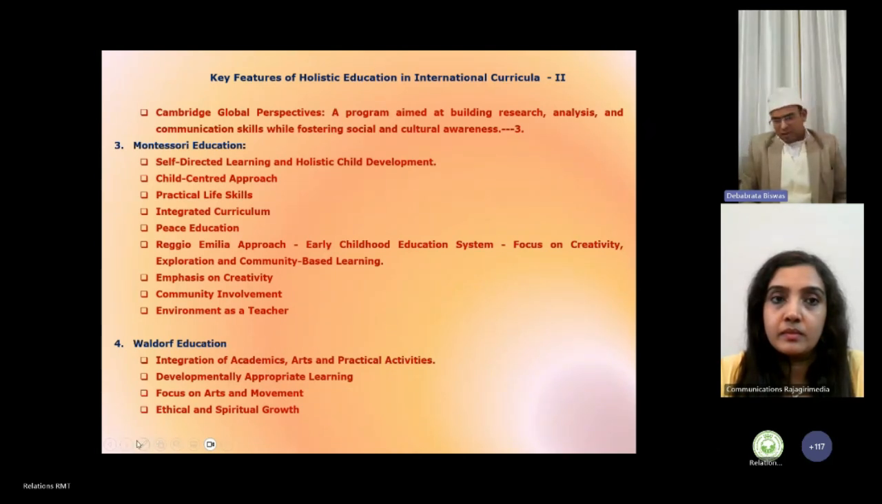Next is Waldorf education. This is Germany based. Integration of academics, arts, and practical activities. Developmentally appropriate learning, focus on arts and movement activities, ethical and spiritual growth. So I have taken these 4 examples of international curriculum. Next slide, ma'am, please.